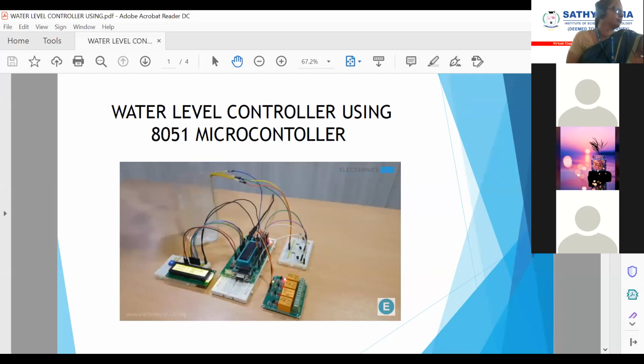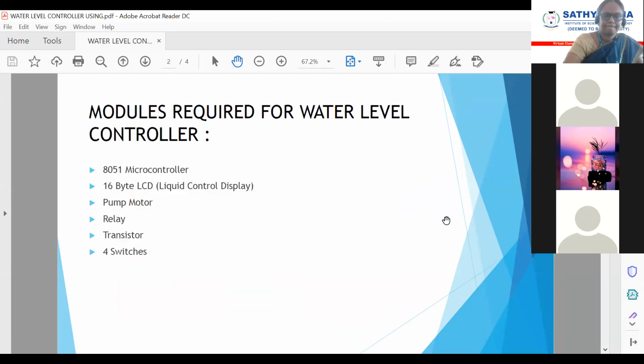Good morning, friends. Today I am going to take the seminar about the water level controller using the 8051 microcontroller. It helps to automatically control the water by sensing the water level in the tank. This is the basic practical model for the water level controller. Next, the modules required for the water level controller.